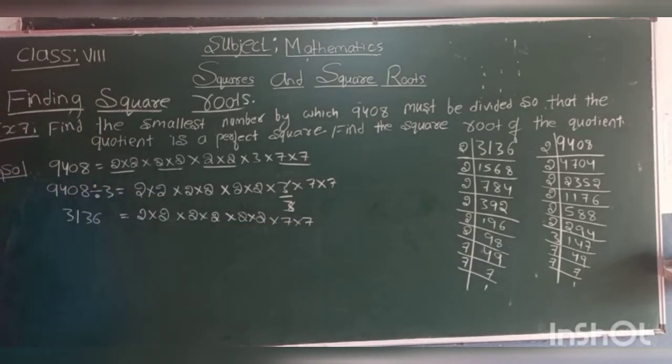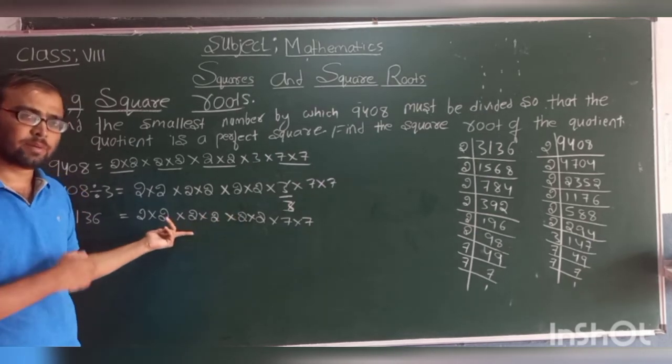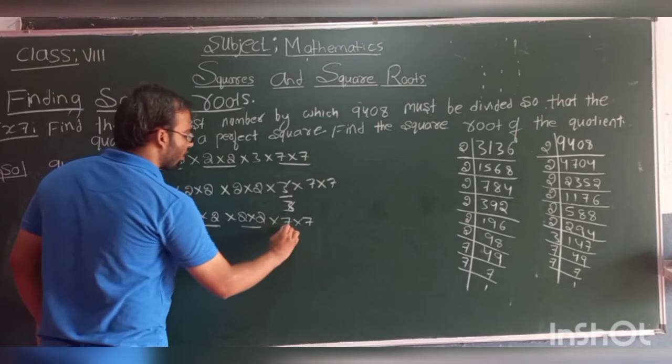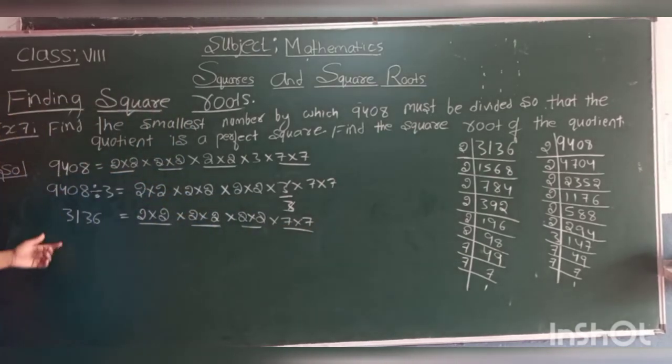So when we divide 9408 by 3 and factorize this number, we are getting the factors of this number in pairs. Okay. So here we have got the numbers in pairs now. It means this number is a perfect square. Okay. So now what we need to do? We need to find the square root of this one.